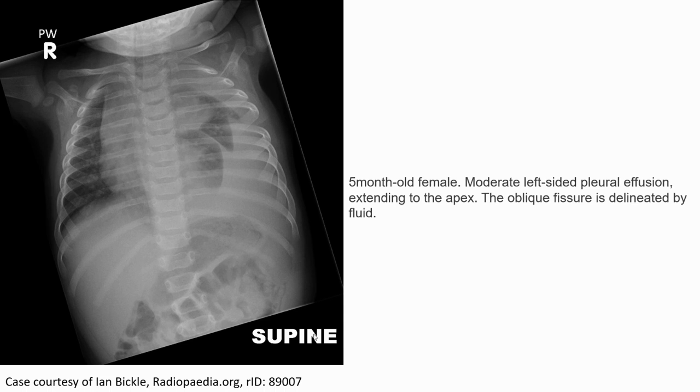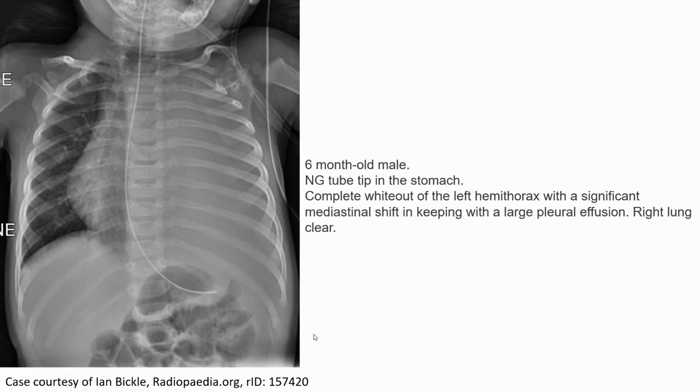Case of a 5-month-old female. A moderate left-sided pleural effusion is seen extending to the upper zone. The oblique fissure is delineated by fluid. Case of a 6-month-old male. We can see the endotracheal tube tip and the stomach completely whited out of the left hemithorax with a significant mediastinal shift, in keeping with a large pleural effusion. Right lung clear.